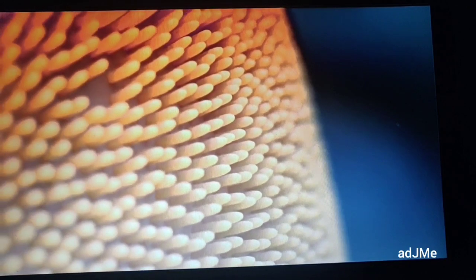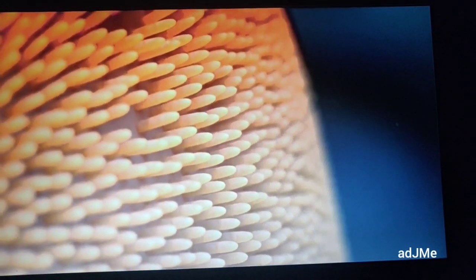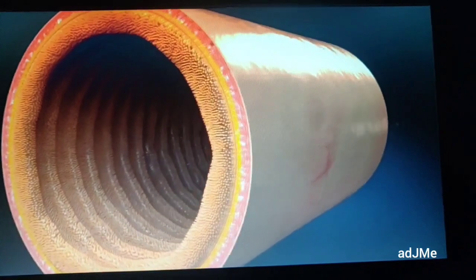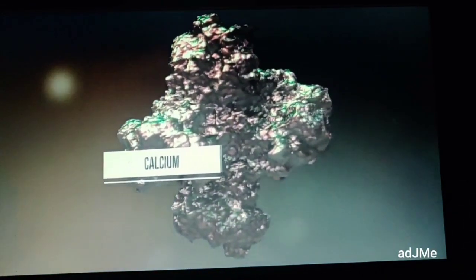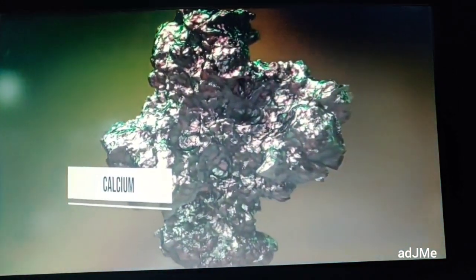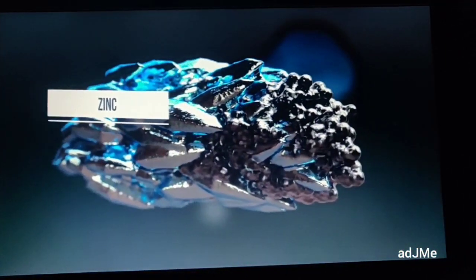The third part of the small intestine, that is ileum, which also comprise of many finger-like projections, villi, but the structure is different. So this is actually mainly involved in the absorption of vitamins and minerals. The other nutrients are absorbed in the duodenum and jejunum. Vitamins and minerals like calcium, zinc, all those are absorbed in the third part of the small intestine, that is ileum.